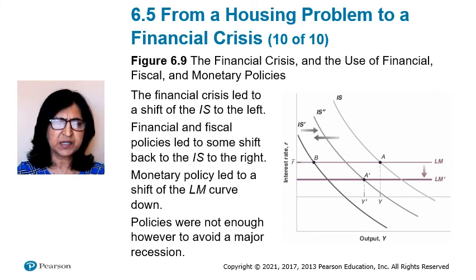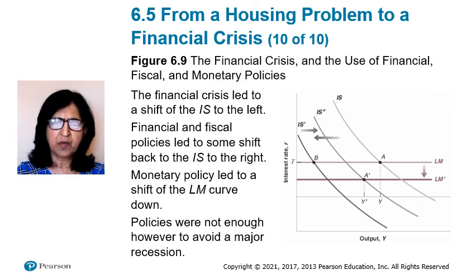The financial crisis led to a shift of the IS curve to the left, from IS to IS prime. The economy moved from point A to B. Financial and fiscal policies led to some shift back of the IS curve to the right, from IS prime to IS double prime. Monetary policy led to a shift of the LM curve down from LM to LM prime. The economy moved from point B to A prime. Policies were not enough, however, to avoid a major recession.